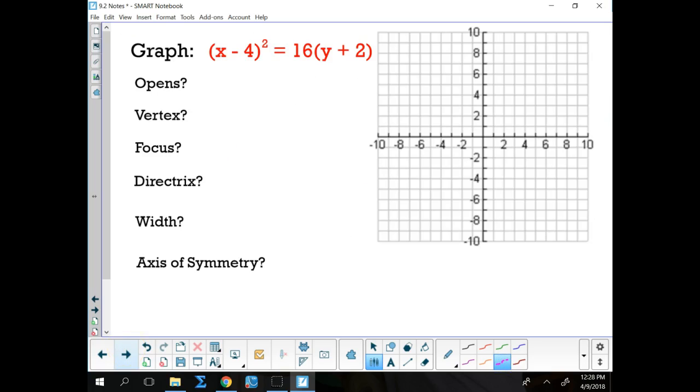Let's graph one just because we haven't graphed in a couple of days. Thursday was the last day that we graphed, so let's just graph one. I know that you have extra space on your graph paper, so let's do this one. Which way does it open? Up. Do they all agree with up? Where is the vertex? Do we agree with 4, negative 2?